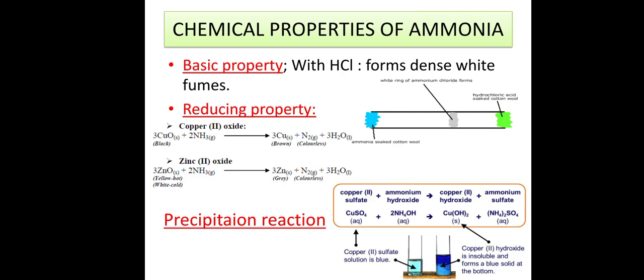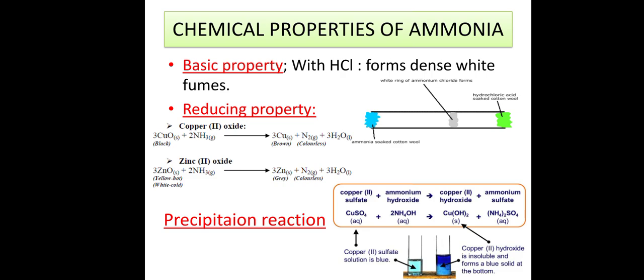Let us check the chemical properties of ammonia. Chemical properties of ammonia include basic property. Ammonia is a basic compound. It reacts with acid to form salt. Reducing property, equation is given in the slide. When ammonia is passed over strongly heated black cupric oxide, the cupric oxide is reduced to red metallic copper. Thereby, ammonia is oxidized to nitrogen.